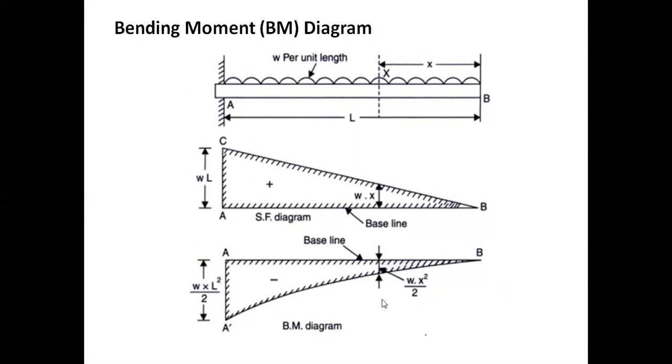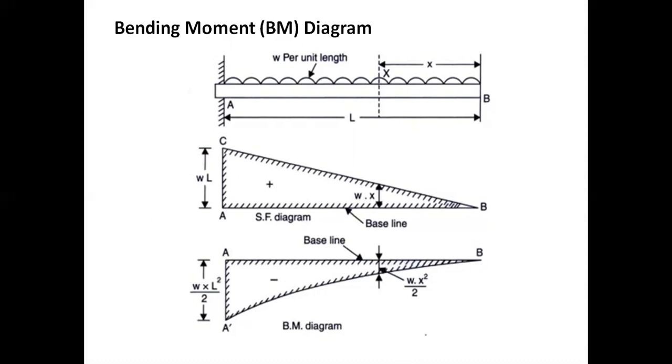Bending moment at section x equal to wx square by 2, and bending moment at L equal to wL square by 2. The bending moment at the midpoint is not shown here, but if we want to calculate it, it equals wL square by 8, and it will be in the clockwise direction, that is, we have to take it as a negative sign. This is the shear force and bending moment diagrams for a uniformly distributed load over a cantilever beam spread over the entire span. So this is what we have.